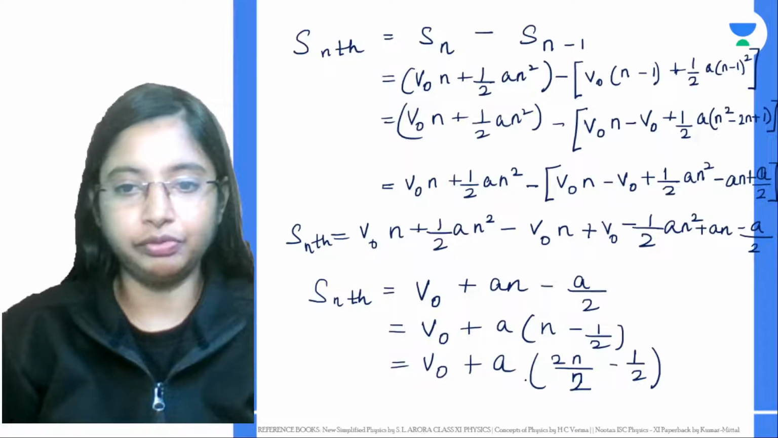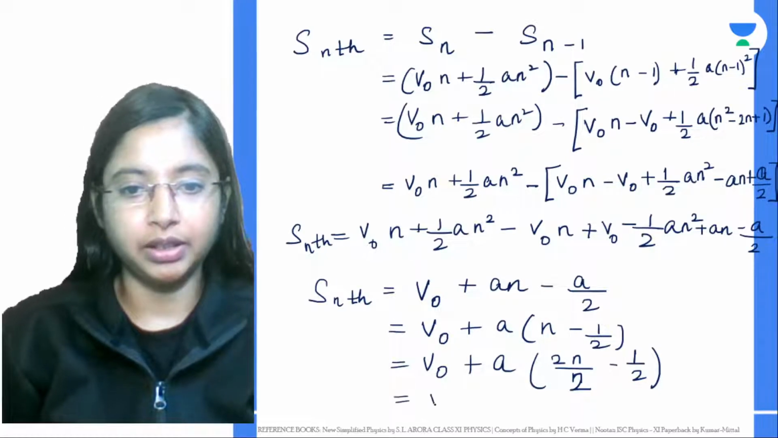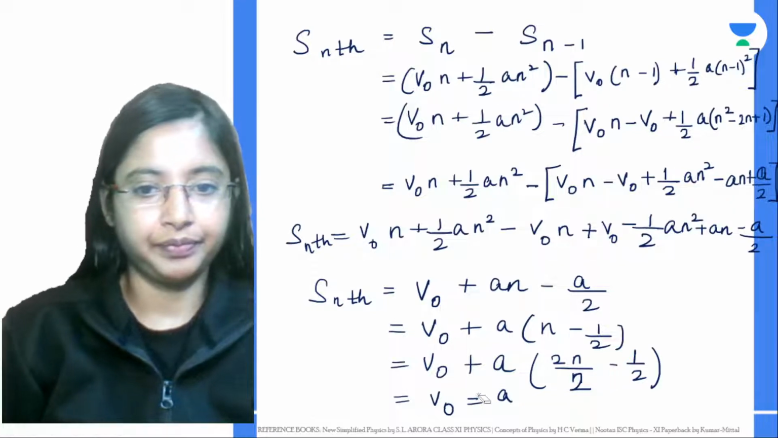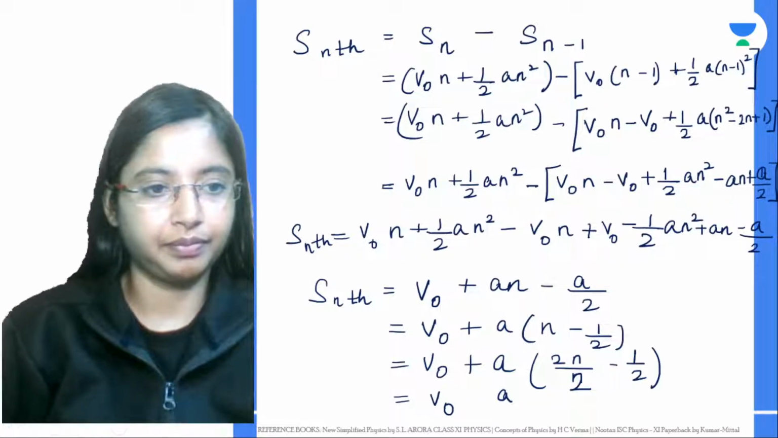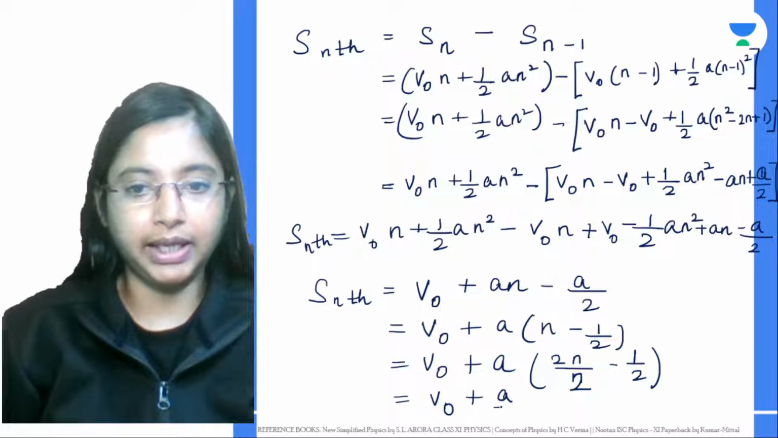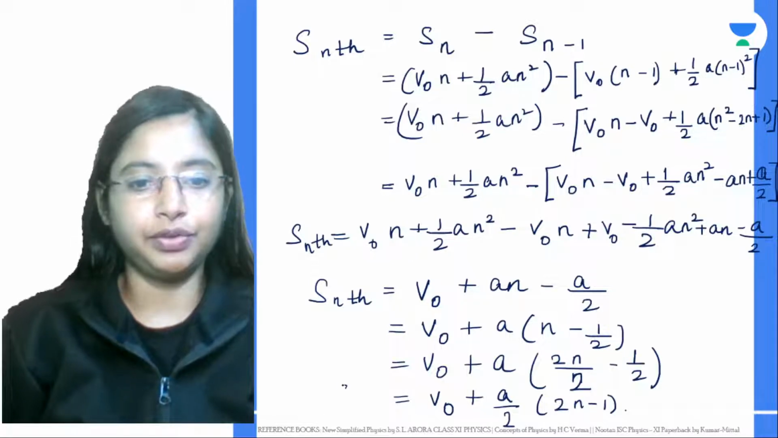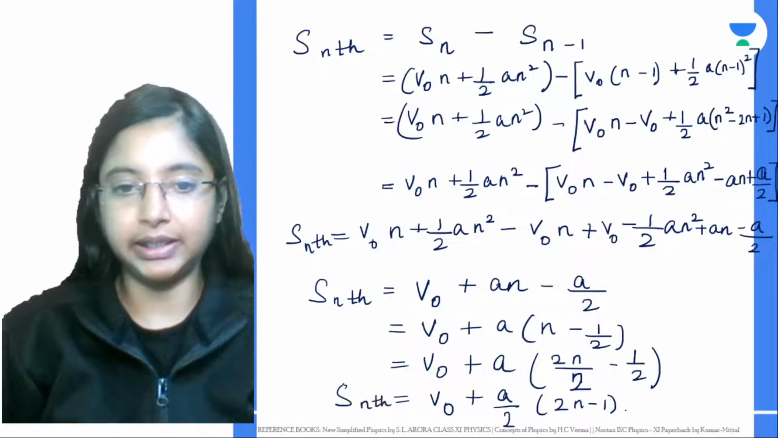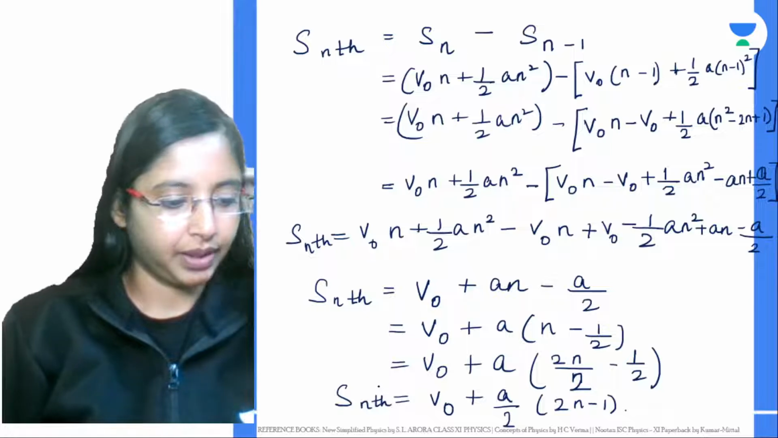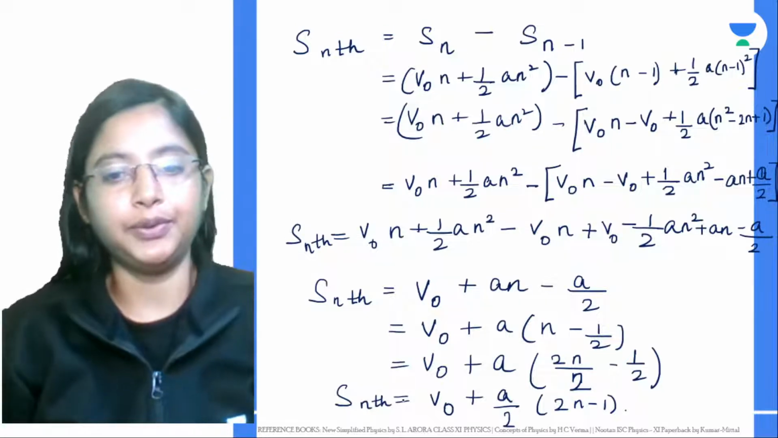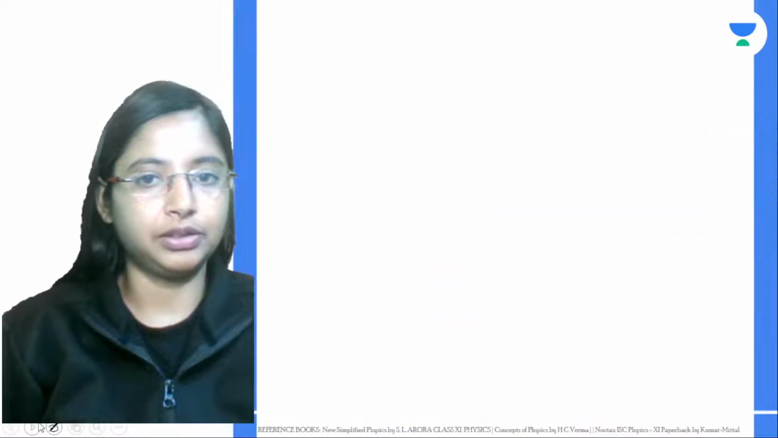Then what can we do? We can take the 2 commonly outside. So we'll have a by 2 into 2n minus 1, plus v naught. So this is the equation for distance traveled in the nth second. Once again, if you have any doubts, you can ask me in the chat box.